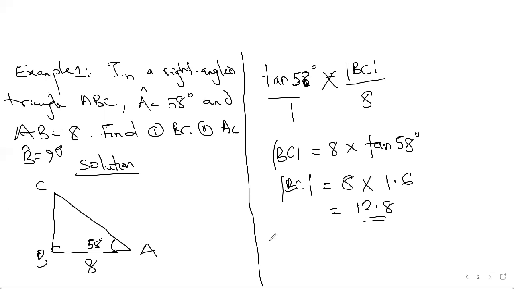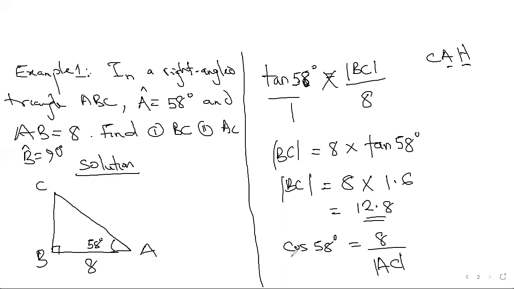Now I know BC. If I want to find AC, I don't have opposite. So I just want to assume that I don't want to use this. Now, hypotenuse and adjacent. So what do I use? Hypotenuse, adjacent. That should be CAH. So I can use cosine of the angle. Cos 58 will be adjacent 8 divided by hypotenuse, AC.